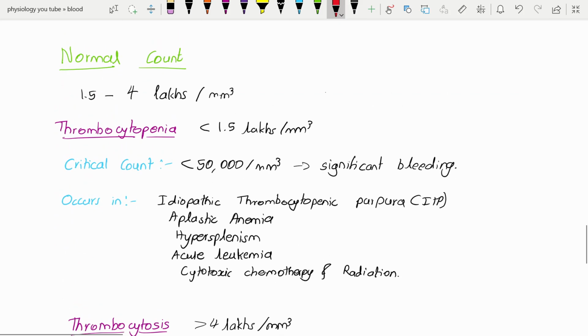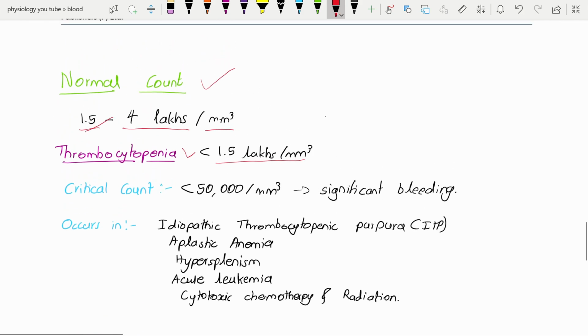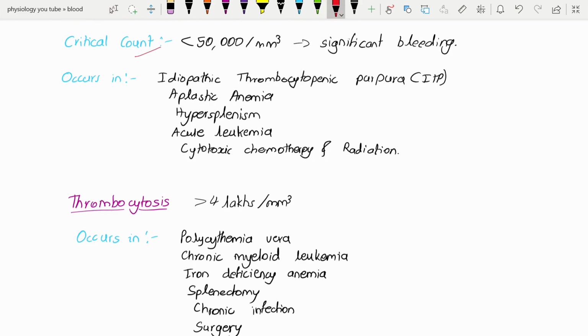Okay, looking at the normal counts. The normal count of platelets in blood is 1.5 to 4 lakhs per cubic millimeter of blood. There are obviously two conditions: one is decreased and the other is increased platelet count. A decreased platelet count is called thrombocytopenia. There are reduced cells, which means less than 1.5 lakhs per cubic millimeter, less than the lower limit. And we have a condition called critical count.